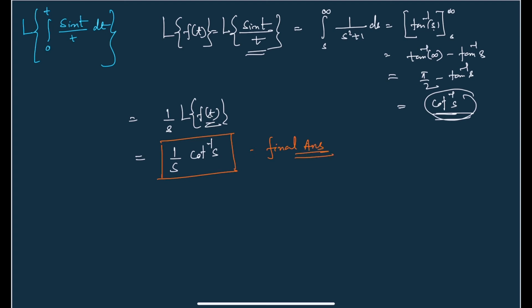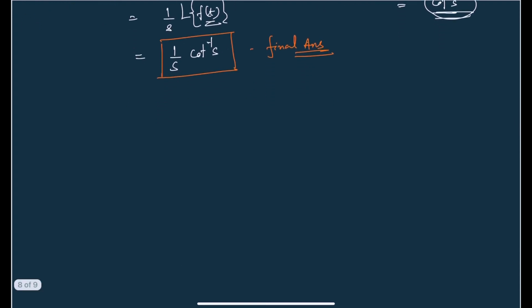Okay, this is the final answer. I hope you have understood this one. Now I am going to use the derivative formula. Suppose f of t is given to us as cos a t. This is the function value.